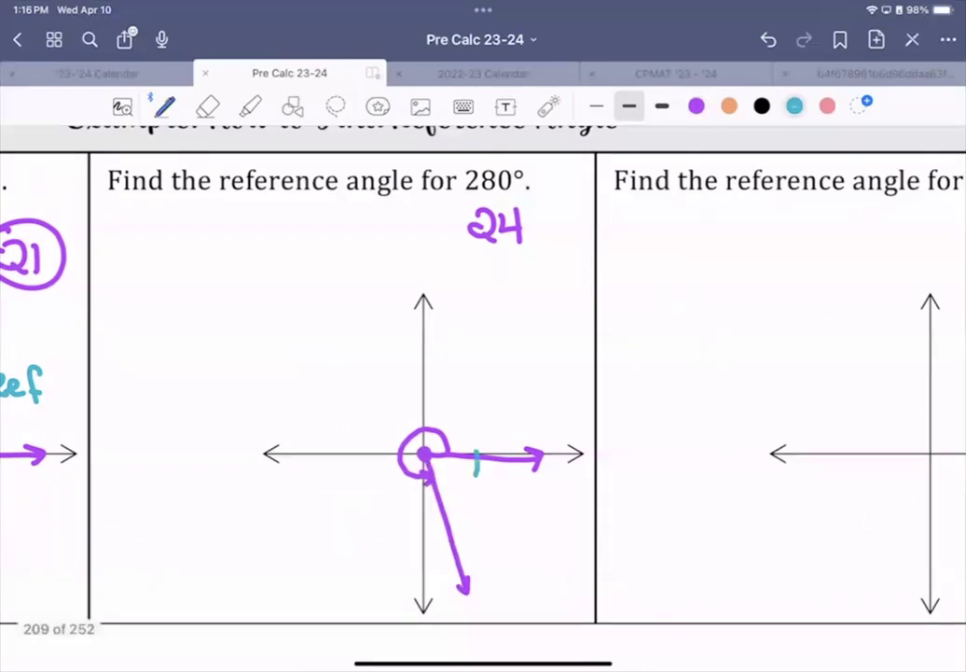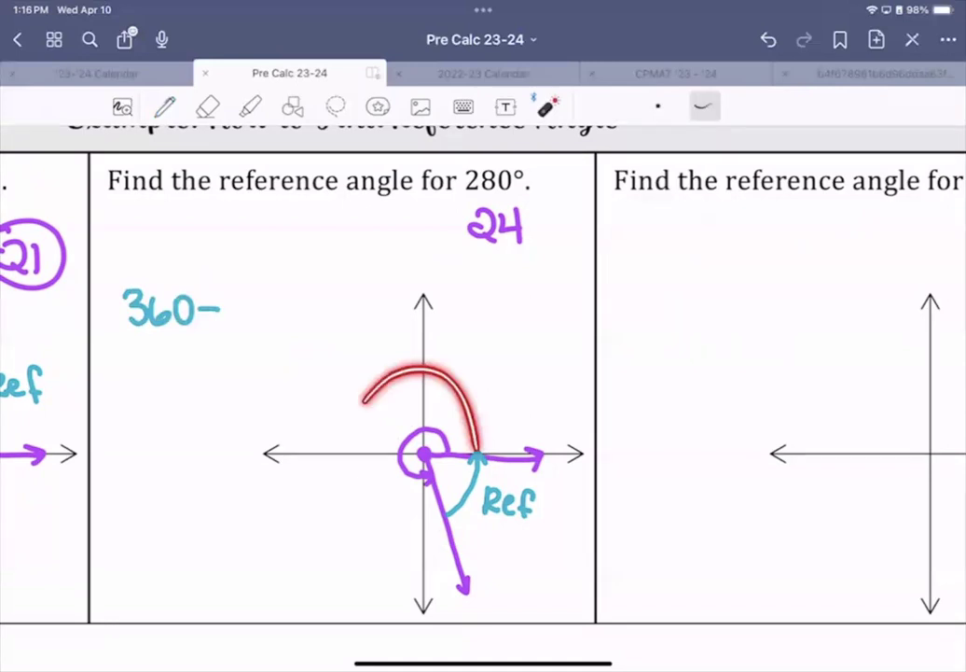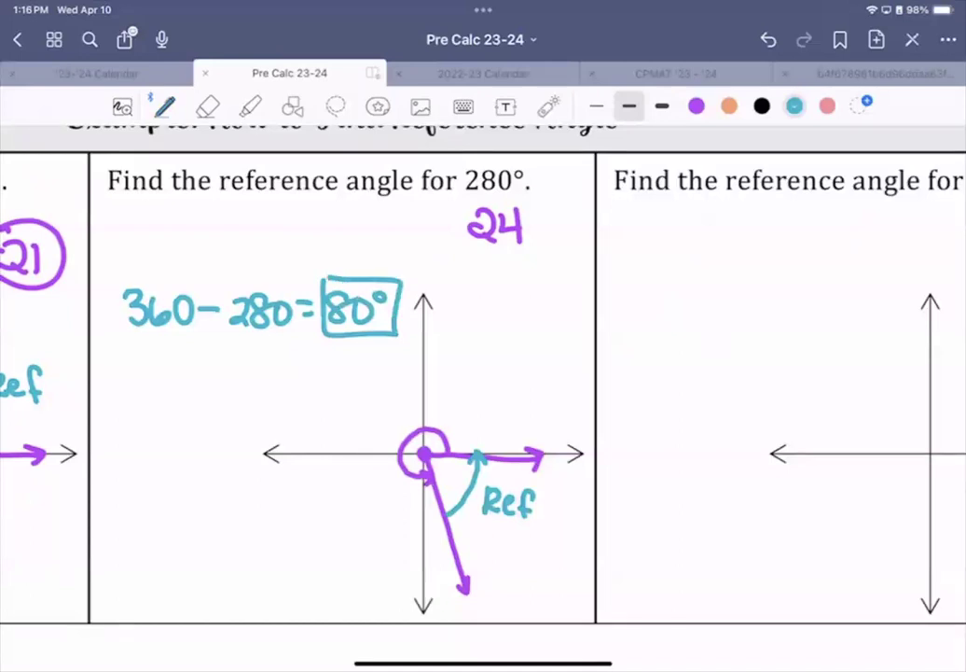Now, this is my reference right here. Remember, it's the space between your terminal side and the x-axis. And I know that if I went all the way around, this would be 360. So if I take away how far I did go, that would leave me left with this part right here. So take away my 280. And I just type this into the calculator, and I would be left with 80 degrees. So that is my reference.